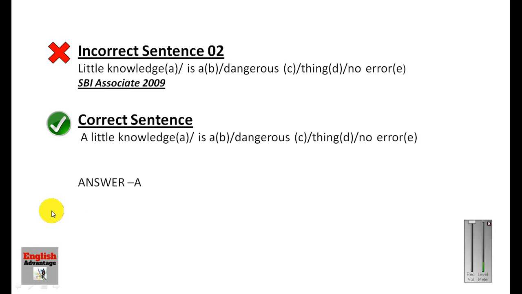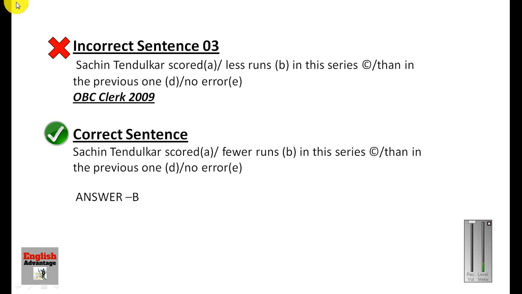Okay, I hope you have understood well. Now let us see the next question. Incorrect sentence number 3. Sachin Tendulkar scored less runs in this series than in the previous one. Now here see, this part is correct. Sachin Tendulkar scored. Now here see, less runs.